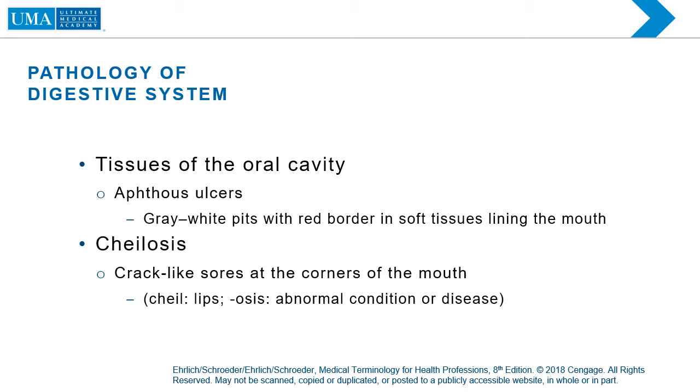The next term below is chelosis, and this is also known as cheilitis. We know now that itis means inflammation. And with chelosis, this would be a disorder of the lips characterized by crack-like sores at the corners of the mouth. If we were to break this word down, we have cheil, C-H-E-I-L, which means lips. Then we have osis, which means abnormal condition or disease. So we put those together, we have the term chelosis.